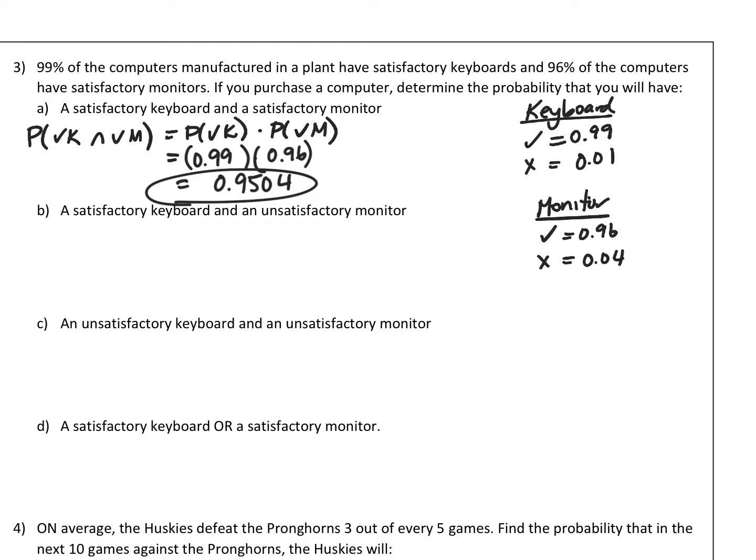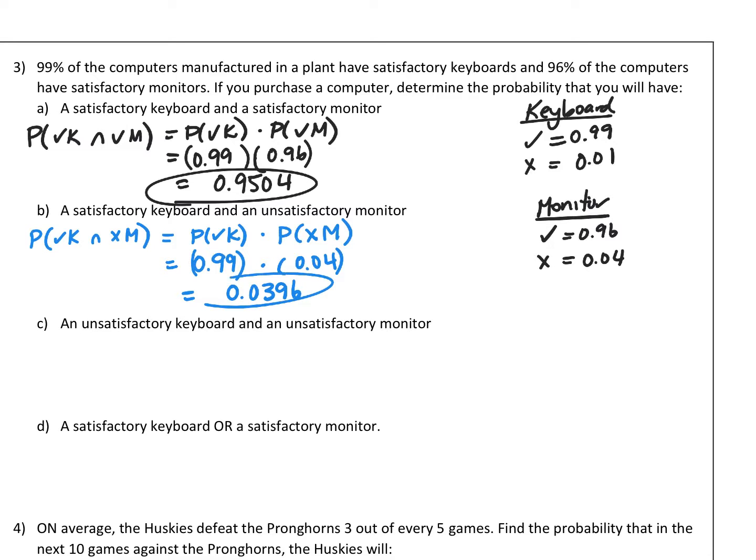Okay, a good keyboard but a not good monitor. So the probability of getting a good keyboard and a crappy monitor is the probability of getting a good keyboard multiplied by the probability of getting a crappy monitor. My probability for a good keyboard is 0.99. My probability for a crappy monitor is 0.04. When I multiply those together, I get 0.0396. All right, I kind of like this stuff. It's not too crazy.